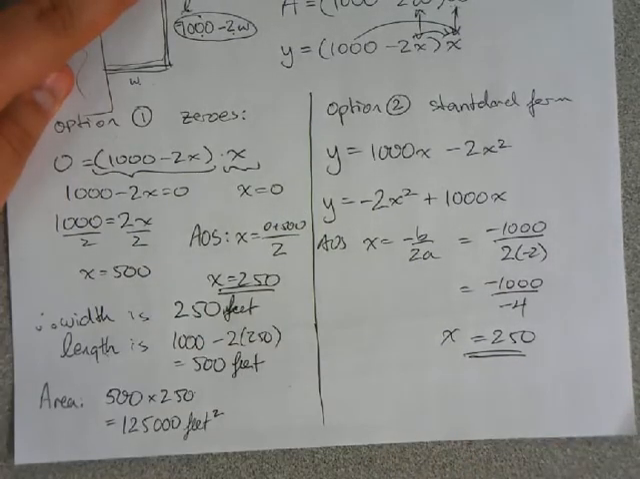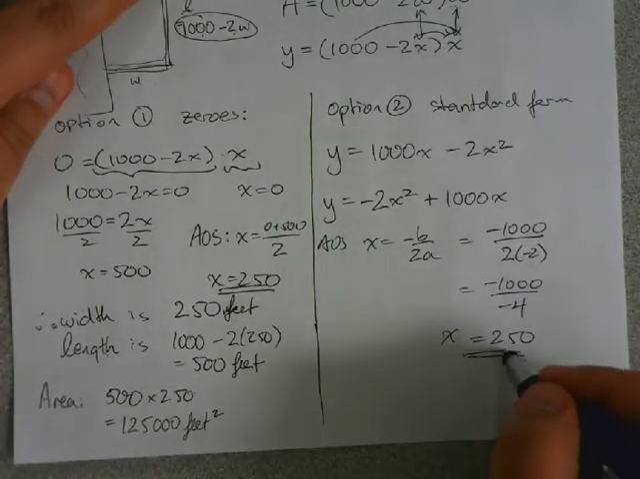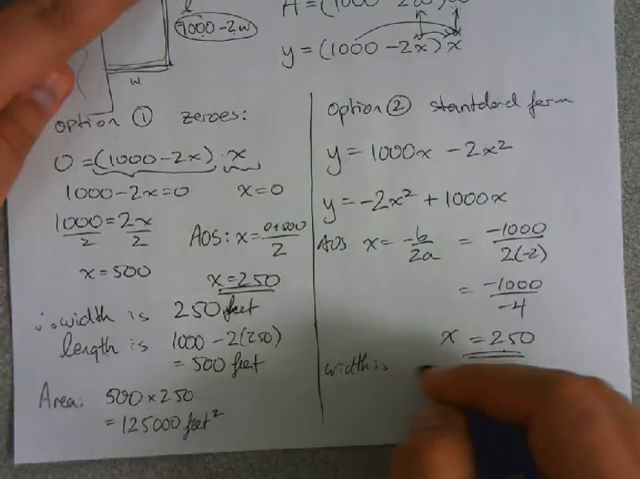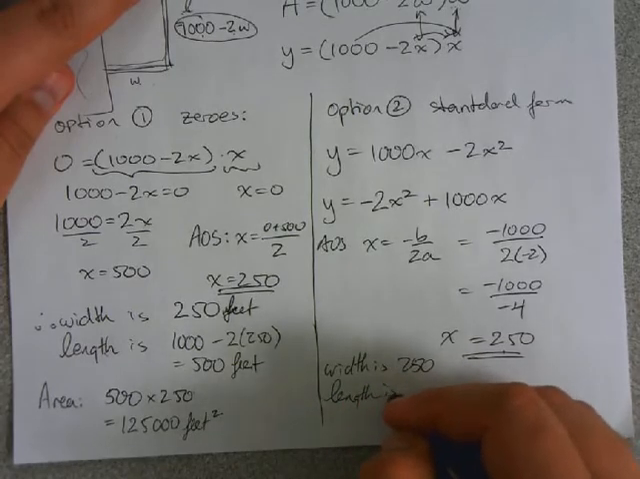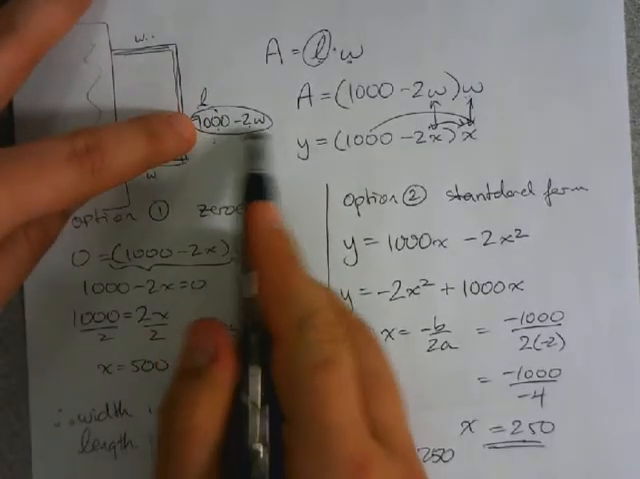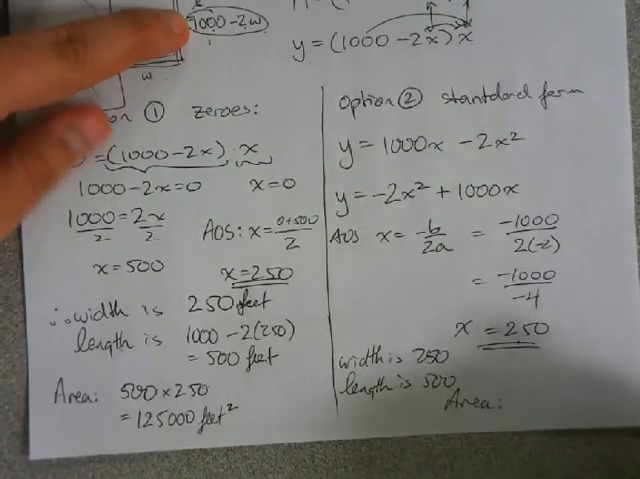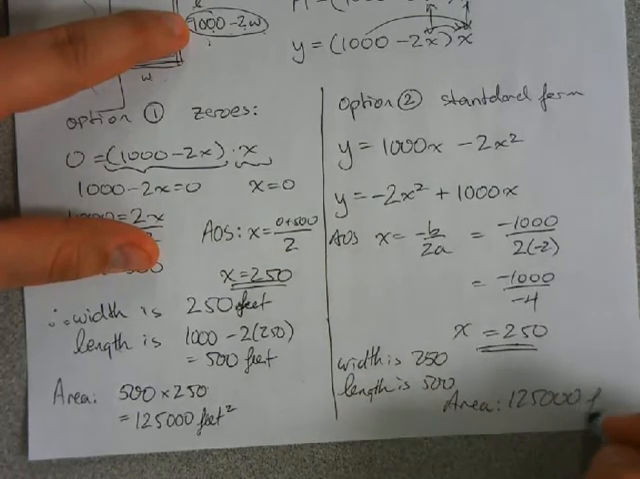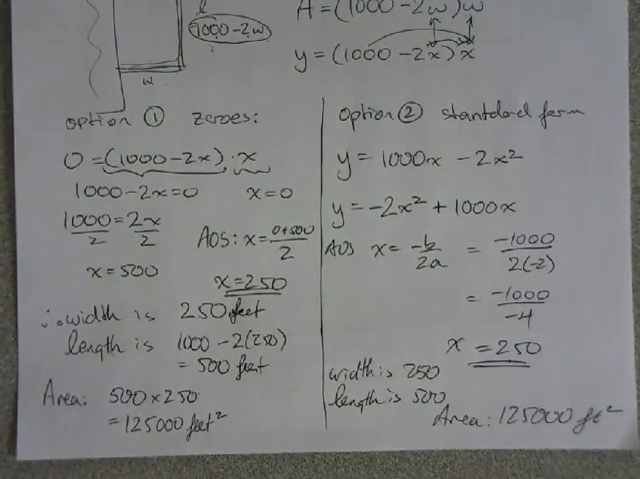All right, so notice that we're getting the same answer. It just depends on what you're more comfortable with. Are you comfortable with using factored form, or are you comfortable with using standard form? So if x is 250, again, the width is 250. That means the length is 1000 minus 2 times 250, so 500. And again, it means the area is length times width, which is 125,000 square feet. Okay? So that's that optimization problem.